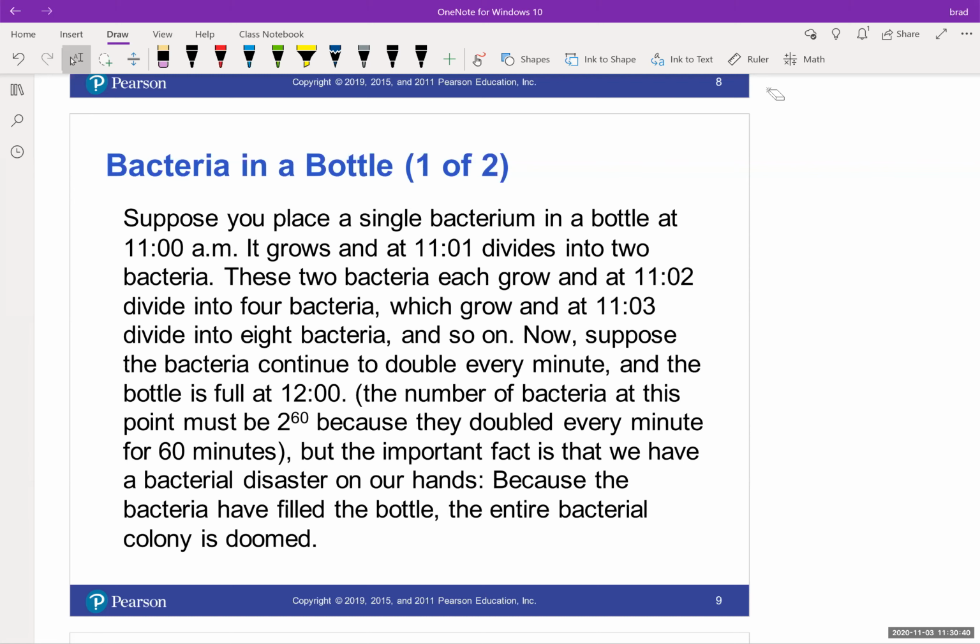Now suppose the bacteria continue to double every minute and the bottle is full at 12. The number of bacteria at this point must be 2 to the 60th power because they've doubled every minute for 60 minutes. But the important fact is that we have a bacterial disaster on our hands. Because the bacteria have filled the bottle, the entire bacterial colony is doomed.